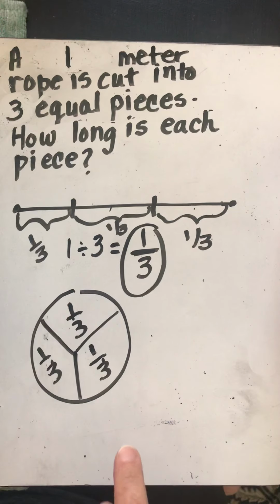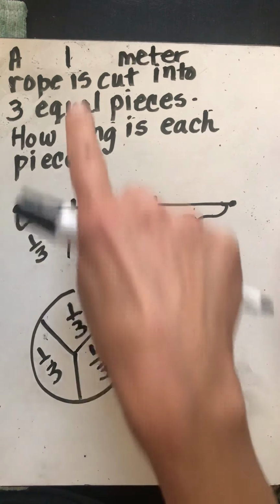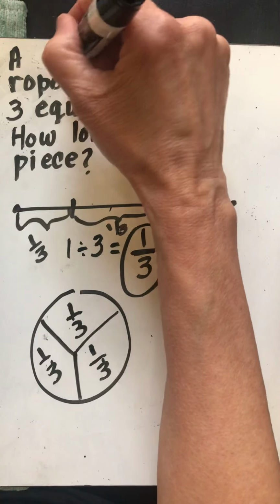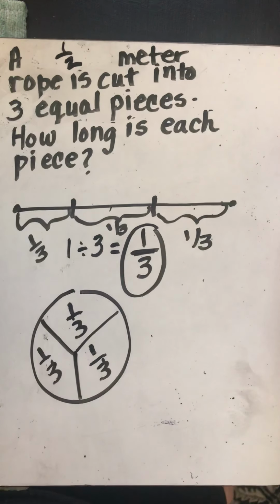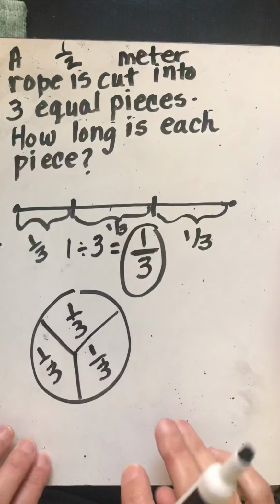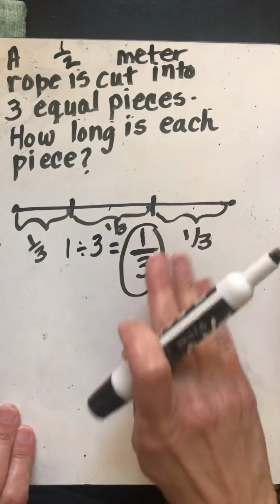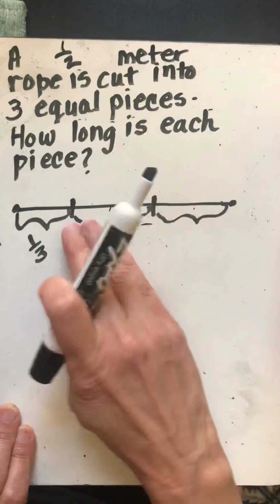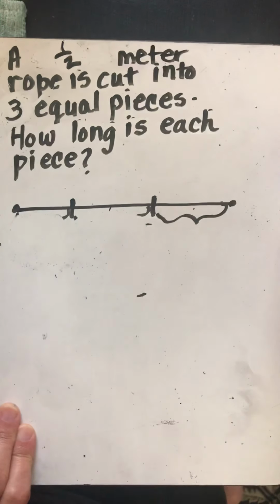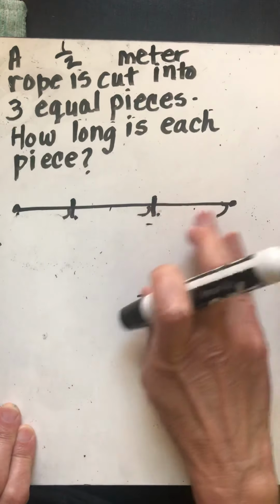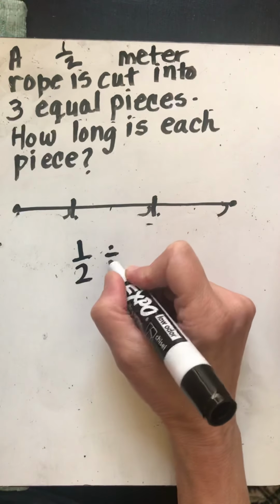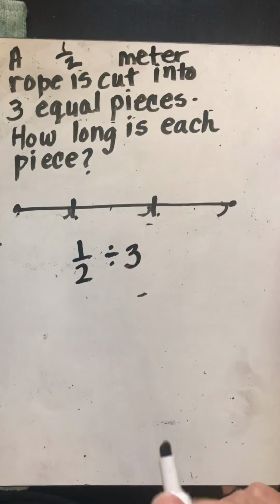Okay, let's go with a fraction here. Let's make our rope a 1/2 meter, but let's divide it by 3 again. Okay, so it's going to be a 1/2 meter now. And if we do that, we do a 1/2 meter, and we're dividing that by 3. Let's think of our number sentence. So 1/2 divided by 3. Number model.